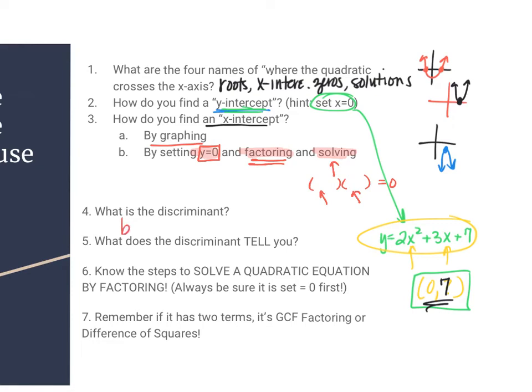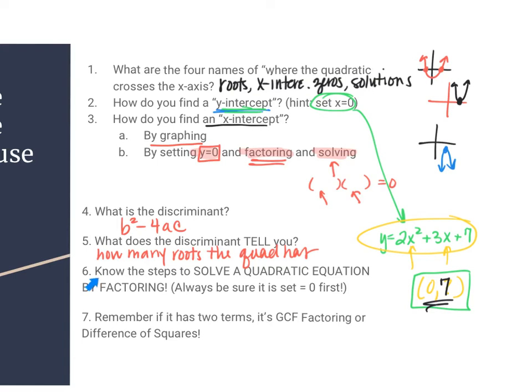What is the discriminant? The discriminant is b squared minus 4ac. What does the discriminant tell you? It tells you how many roots, how many x-intercepts, the quadratic has. So for example, if it has 2 roots, your discriminant was positive. If it has 1 root, your discriminant was 0. And if it has no roots, your discriminant was negative.